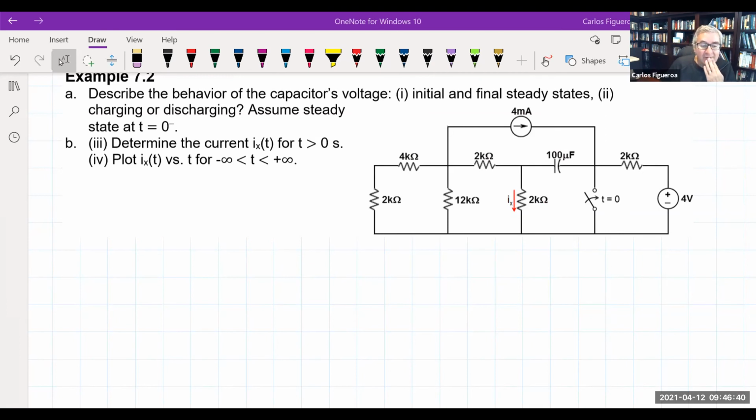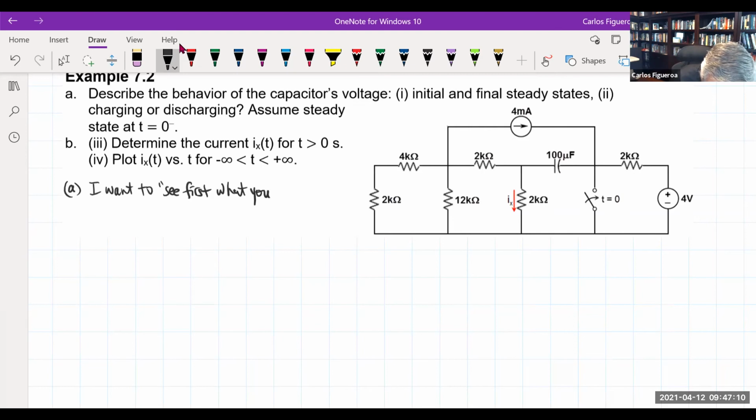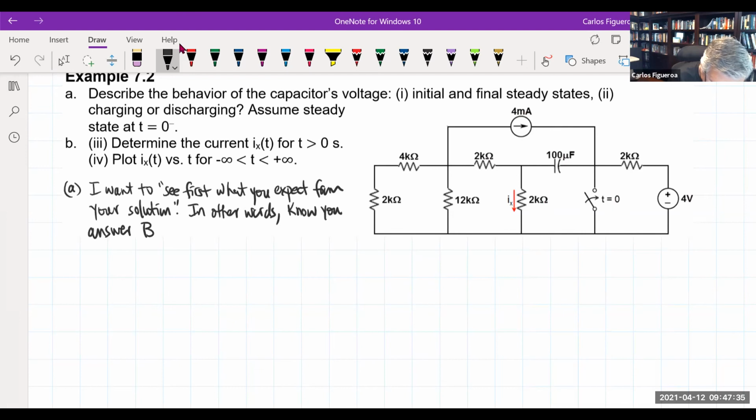So what we want to do here is check out what I'm asking you to do. The first thing we need to do is really start thinking about this thing physically. So in part A, what I want you to do is to see first what you expect from your solution. In other words, know your answer before calculating.